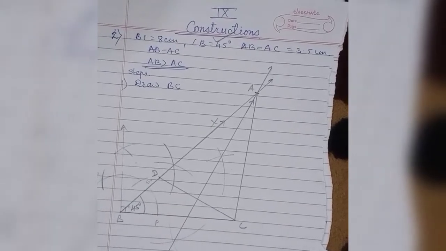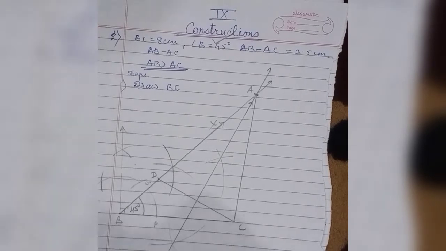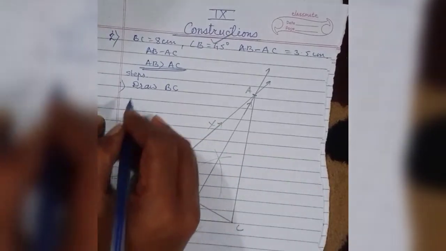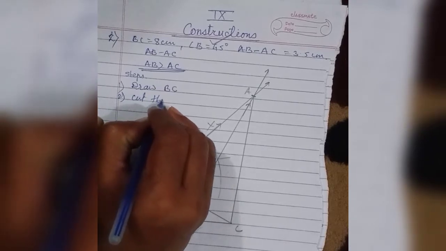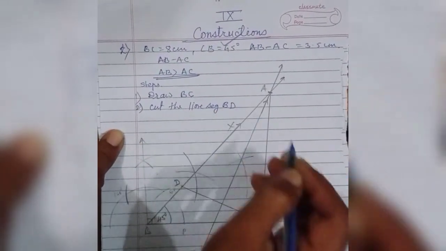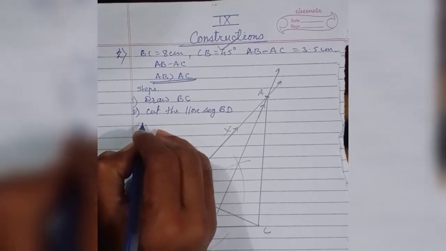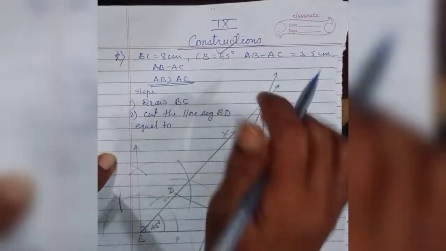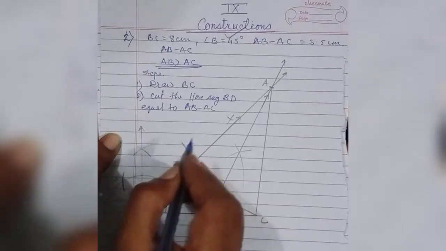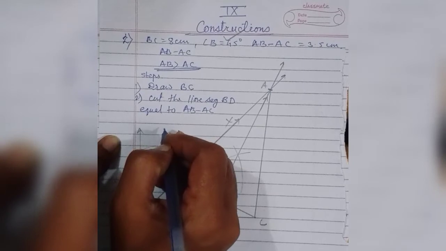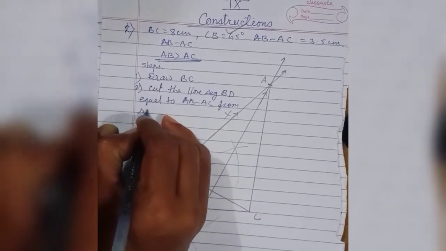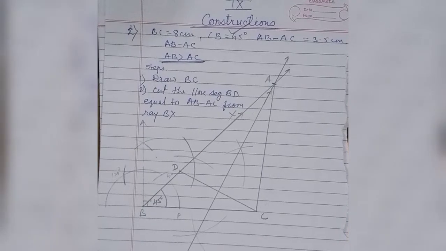Okay, what are the steps then? First draw BC, then next is cut the line segment BD equal to AB minus AC on BX.